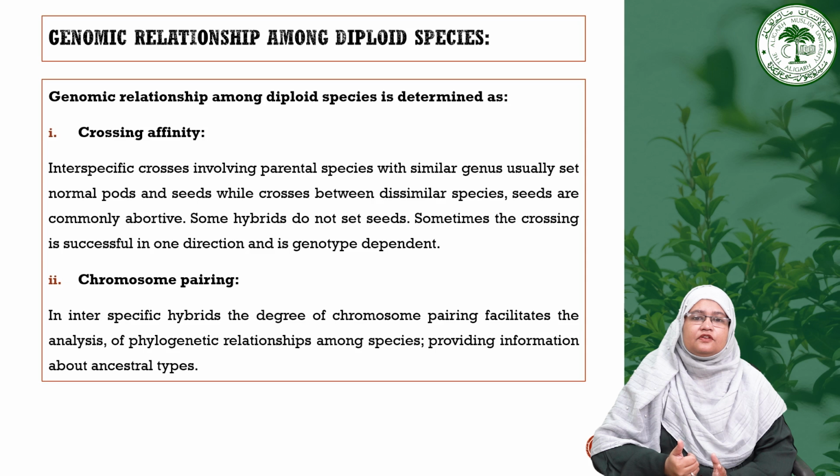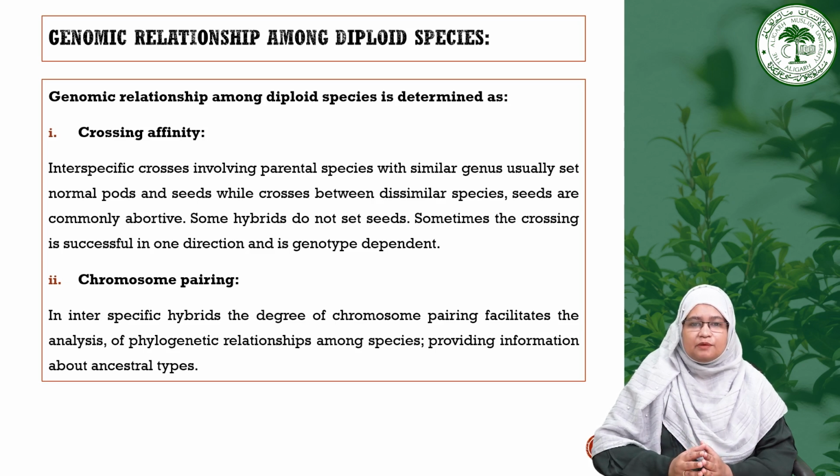It is very important to determine the affinities between the genetic and genomic species of diploids, and among these the first one is crossing affinity. Interspecific crosses involving parental species of similar genus usually set normal pods and seeds, while in crosses between dissimilar species the seeds are commonly abortive. Some hybrids do not set seeds, and sometimes the crossing is successful in one direction only, which is called genotype independent. Similarly, we can also study it by chromosome pairing.